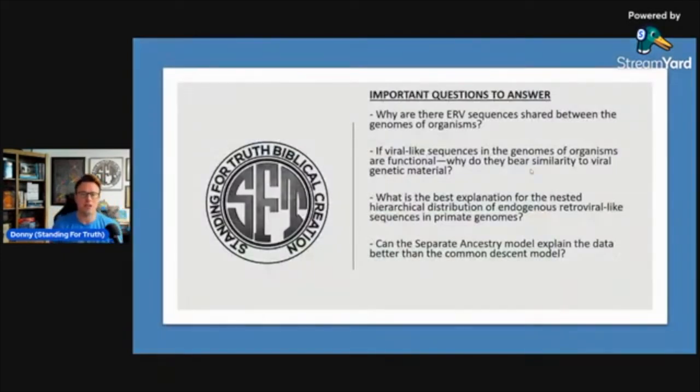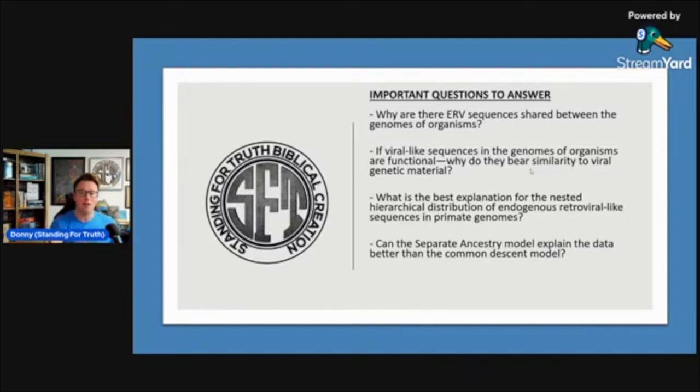Okay, so here are some important questions that we're going to answer in this presentation. Remember, ERVs are assumed to be the ancient remnants of past viral infections. They've admitted this in the technical literature, as I've demonstrated. Evolutionists consider these to be genetic fossils that point us to common descent. Advocates of common ancestry would say that the chances of two ERVs being inserted, you'll hear this over and over again in debates and in their videos.